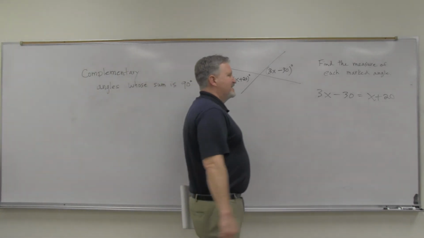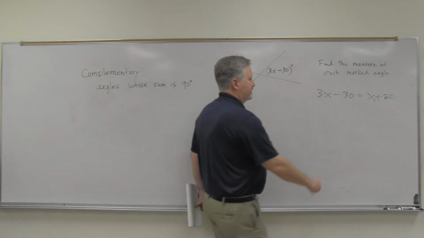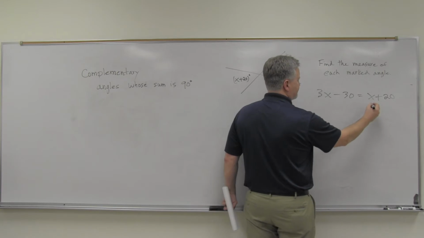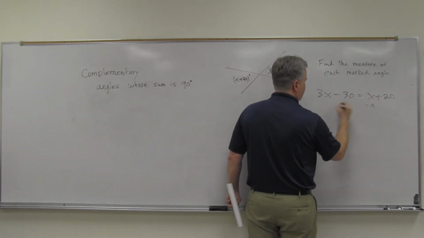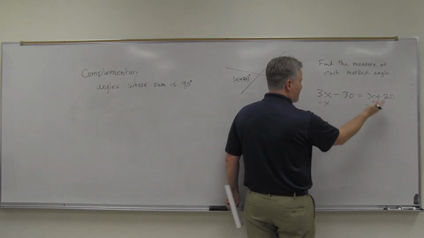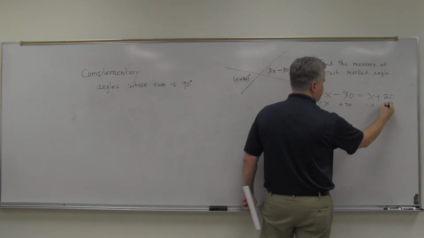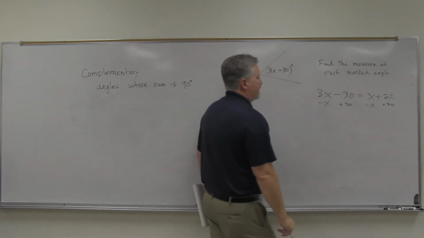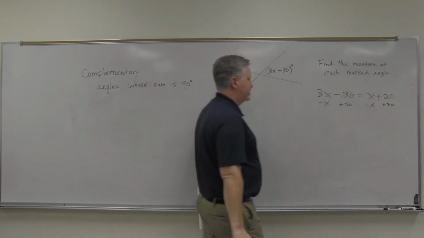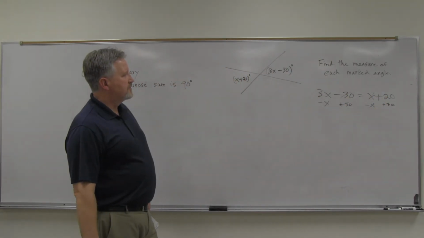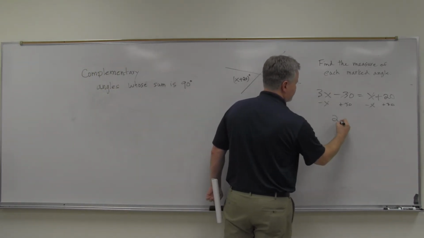Here's the way I usually go about this. We need the x's on one side, the constants on the other. So here's the way I usually denote it. You don't have to necessarily show it exactly like this, but I need the x's on one side, so I'm going to subtract x from both sides. I need those constants, the non-x's, on the other side, so I'm going to add 30 here. That'll get rid of the 30. That'll be 0, and x minus x, that'll be 0. 3x minus x, or that's 1x, so that's 2x.